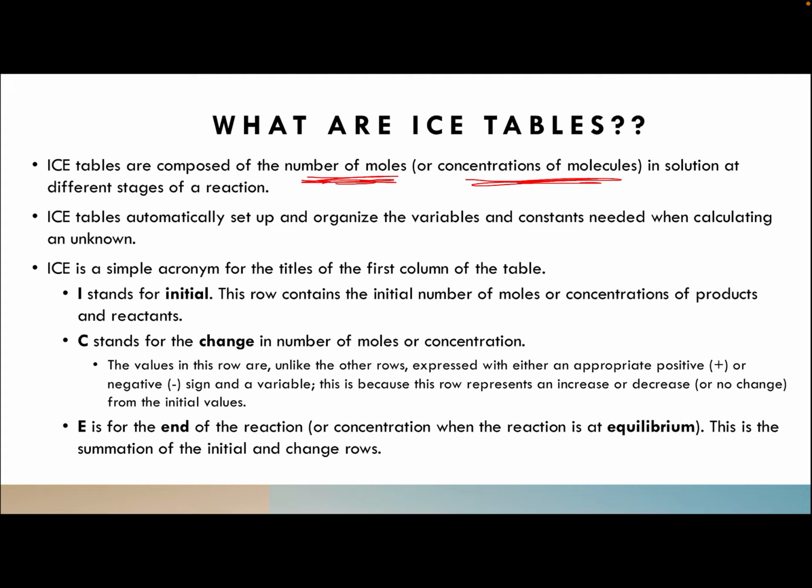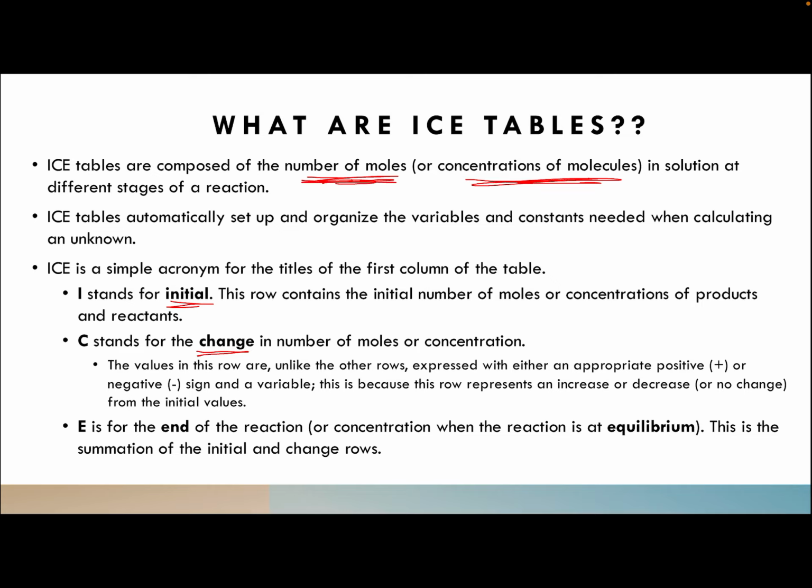But we're looking at the number of moles in different stages of the reaction, right? In the beginning and at the end, or at equilibrium, right? That E value. The ice tables automatically set up and organize all of your variables and constants, which is really nice. It's a really easy way to set things up, and it's easy to keep track of everything. So I, again, stands for initial. That's going to be how much you start with. So right now it's going to be the initial number of moles. Sometimes it'll be your initial concentration, right? But it's always the initial.